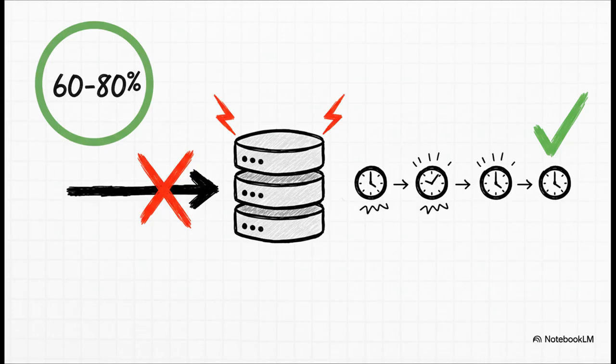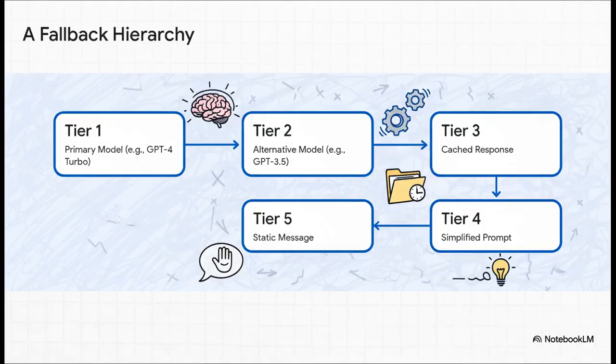That stops all your failed requests from trying again at the exact same time, which can make things even worse. So what happens when retries don't work, or you hit one of those permanent errors? That's when your fallback hierarchy springs into action. This is all about degrading gracefully.